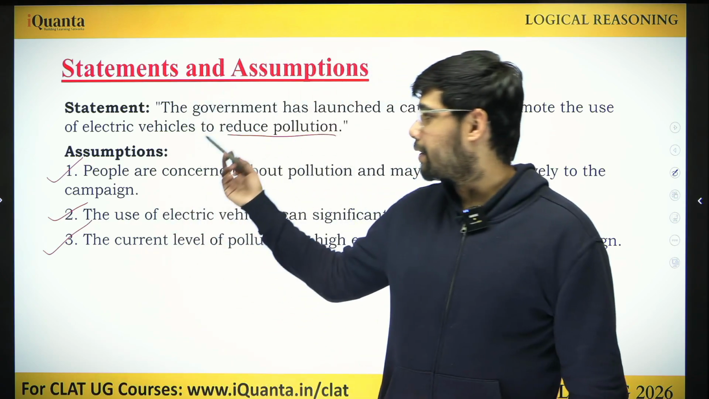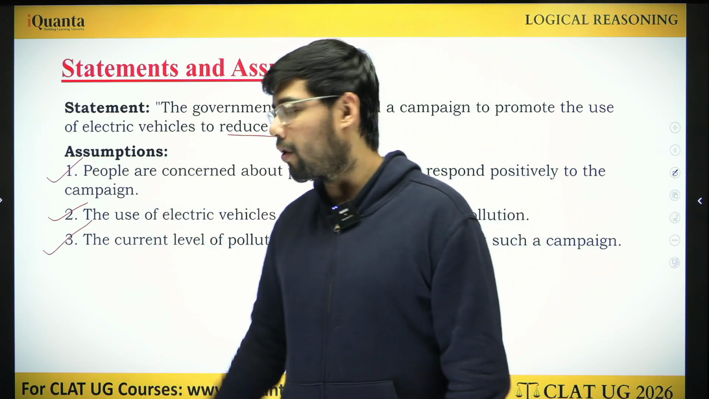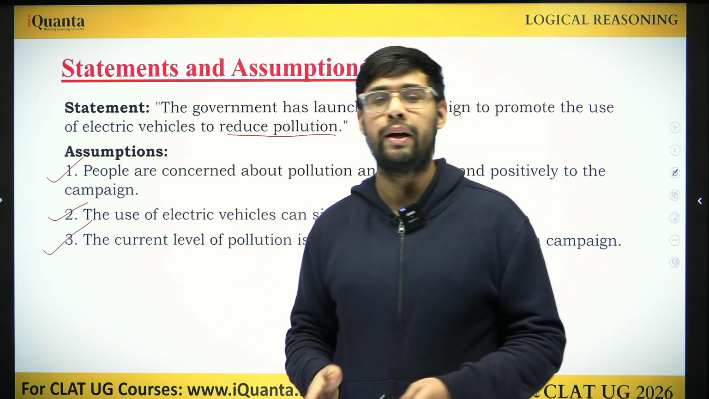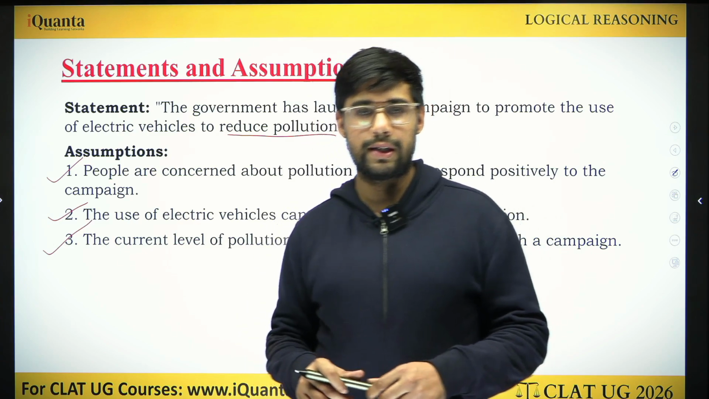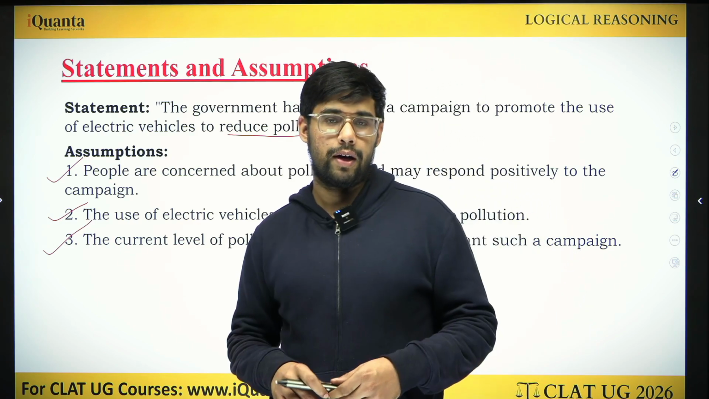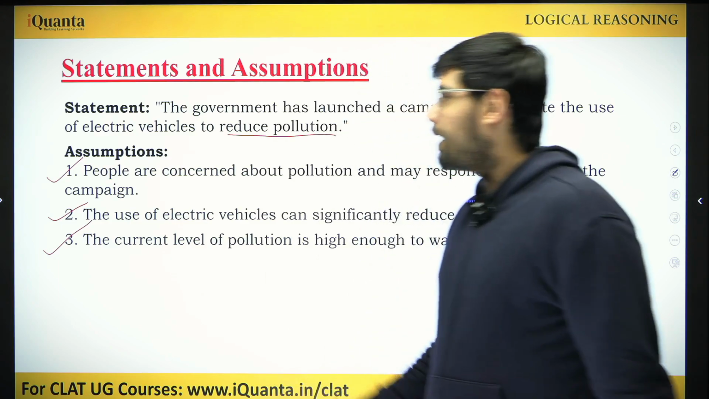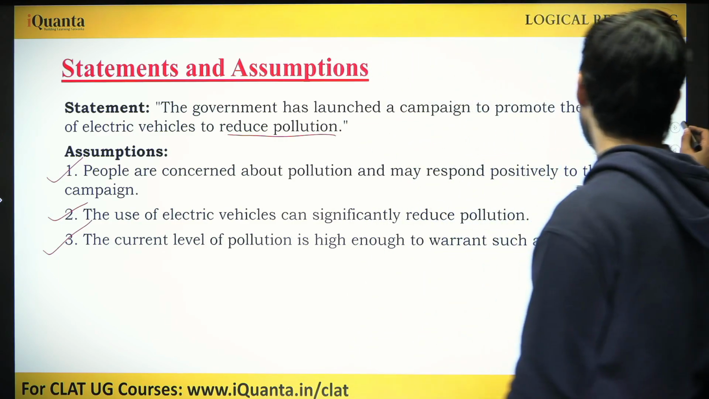So you can see that from a given argument of 2 sentences, we can assume 3 things here. All of them are valid assumptions. So along similar lines, of course, you will have only one or two questions based on it in your logical reasoning part, and you have to find the correct assumption based on it. So that would be all for the statements and assumptions part. Let's look at the next topic.